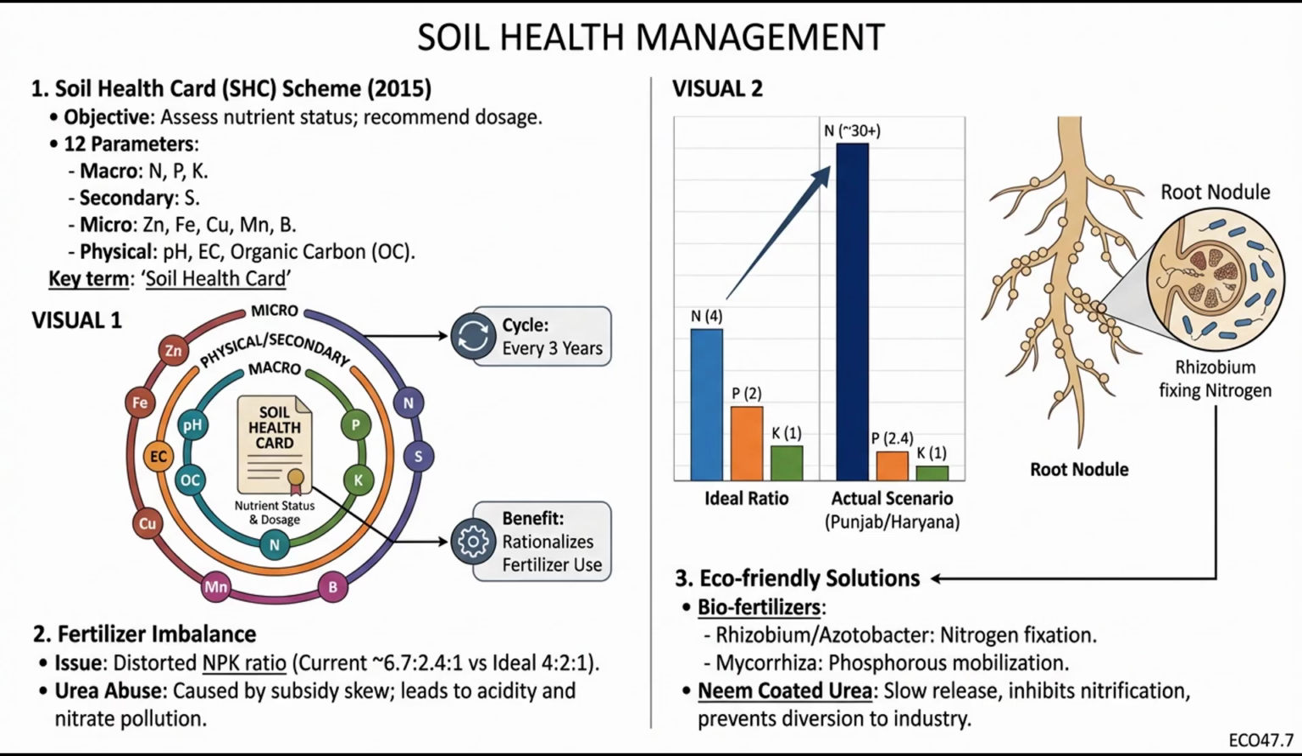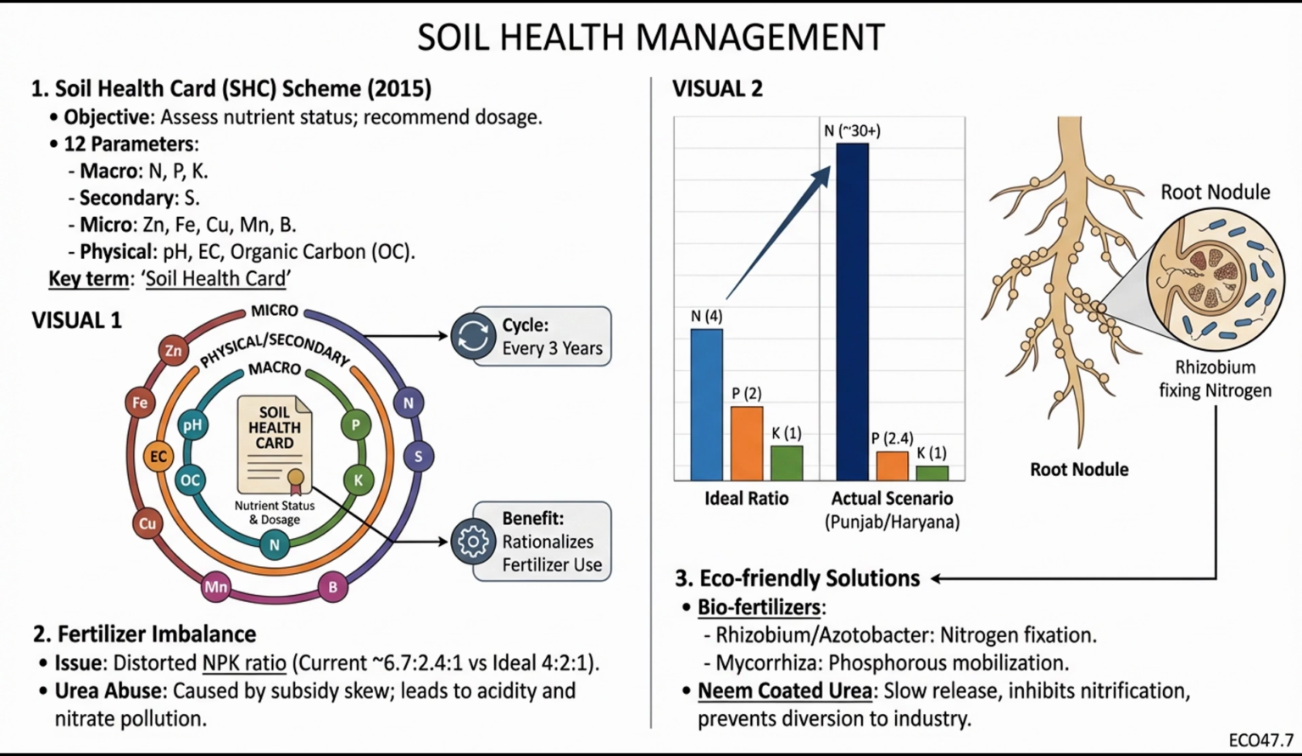The urgency for this scheme stems from the fertilizer imbalance depicted in Visual 2. Ideally, the ratio of nitrogen, phosphorus and potassium, or NPK, usage should be 4:2:1. However, in states like Punjab and Haryana, the graph shows a distorted reality where nitrogen usage is skyrocketing in the actual scenario. This is largely due to the heavy subsidy on urea, leading to its abuse. Serious issue hai ye, serious. Excess urea not only causes nitrate pollution in groundwater, but also makes the soil acidic and kills beneficial microorganisms.